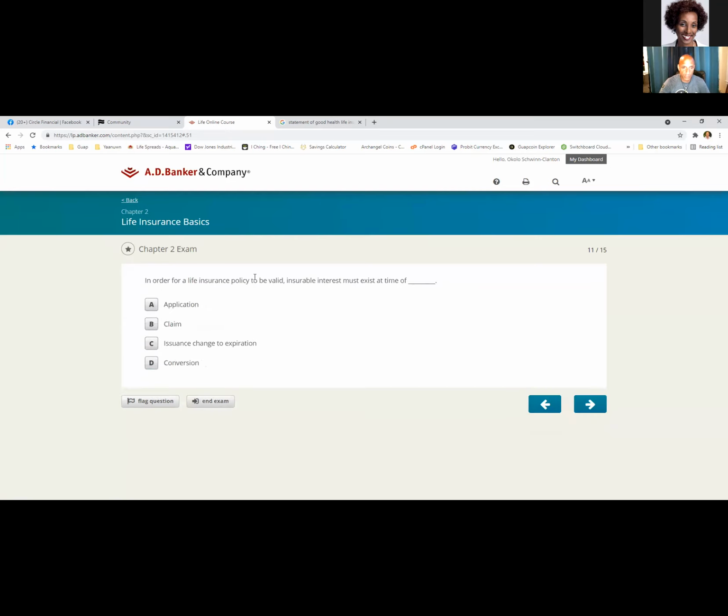In order for a life insurance policy to be valid, insurable interest must exist at time of blank. Application, claim, issuance, change to expiration, conversion. A.